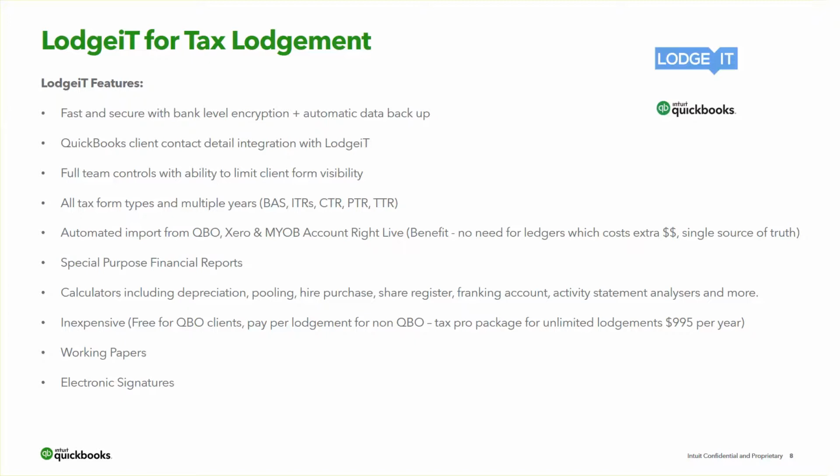So even if you look at the Logit Tax Pro package, it's only $995 in Australia, and that's basically for unlimited lodgements. Okay. So you've got working papers in there and electronic signatures as well. The signatures are an additional cost. But yeah, definitely a fantastic platform to have a look at.